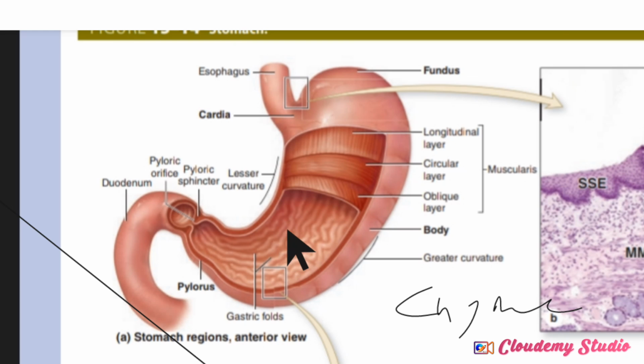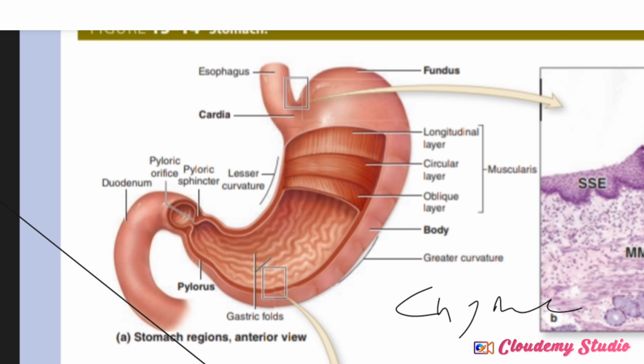The fundus and the body, they are identical in microscopic structure. You understand? But they are the sites of what? They are the sites of gastric acid secretion. So gastric acid is secreted inside the what? Inside the fundus and the body. You understand?